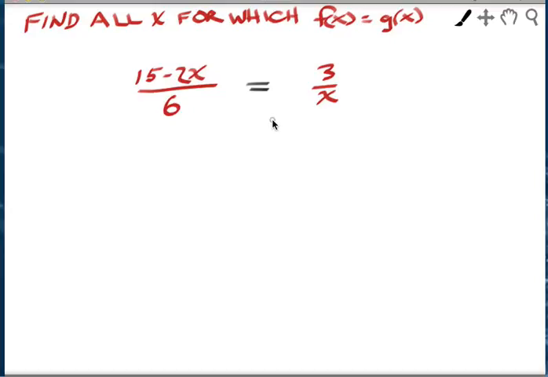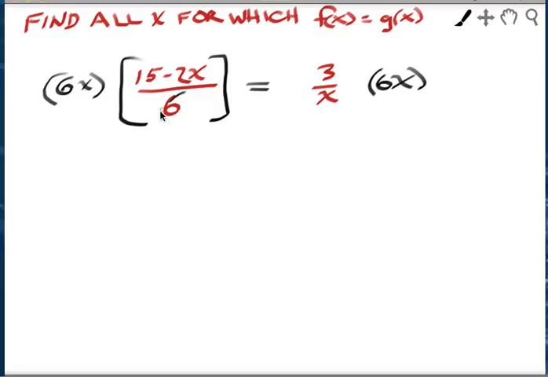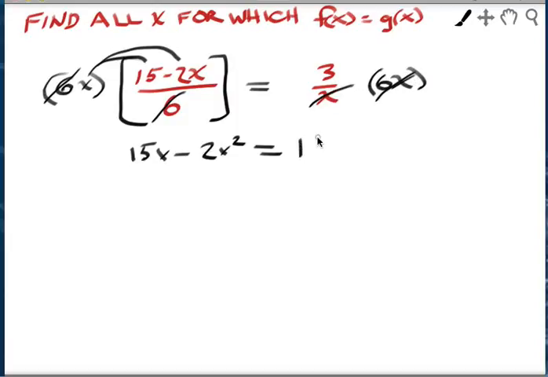Essentially, we are in chapter 6 again. This is a rational equation, and the best move here is to clear fractions. And so you want to multiply both sides by the least common denominator, something that will rid the equation of fractions. As you can see, it's very visual. On the left hand side, these 6's are going to cancel, and I'm going to have x multiplying into both of these terms, giving me 15x minus 2x squared. On the right hand side, the x's are going to cancel, and I'm left with 3 times 6 or 18.